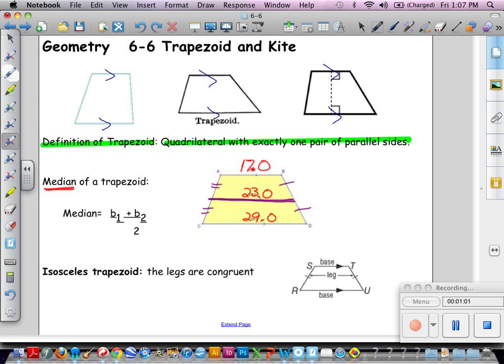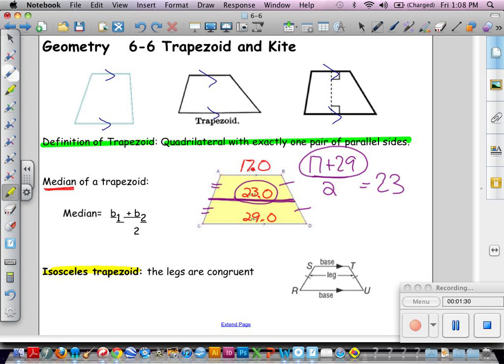To calculate the median, you take the base 1 plus the base 2 divided by 2. We already know the length of our median in this picture, but if I wanted to calculate it, I could take 17 plus 29 divided by 2. That's going to get me 46. 46 divided by 2 is going to get me 23. That's my median.